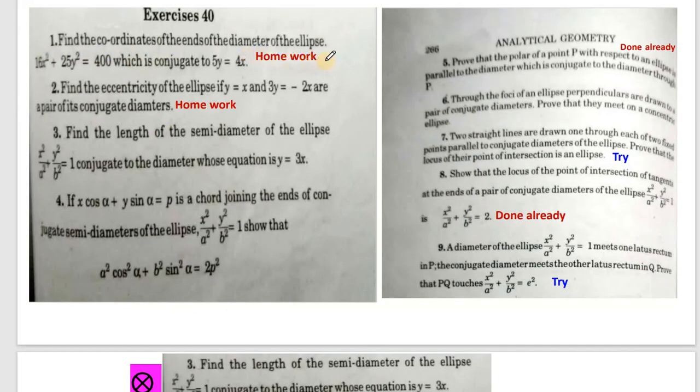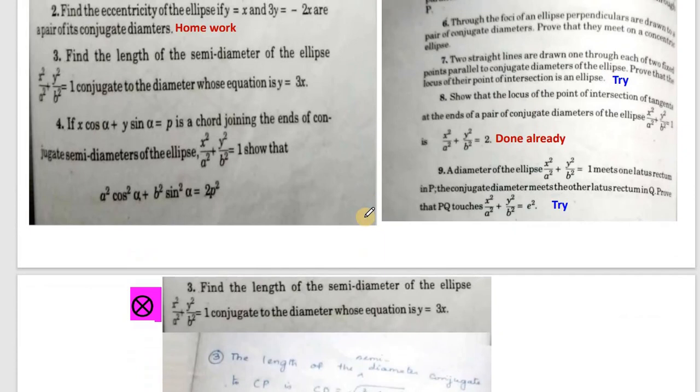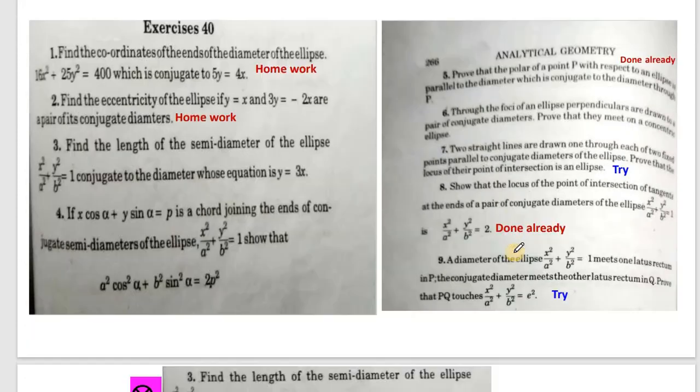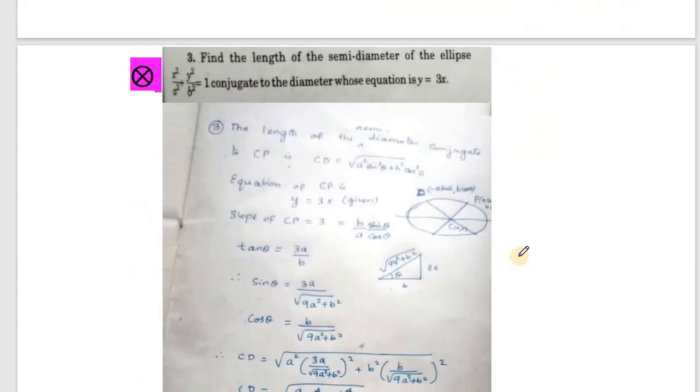Find the coordinates of the ends of the diameter of the ellipse which is conjugate to such types of problems. Already we have discussed, so that is not worked out. The third one we will do, fourth one, then sixth, and the last. So find the length of the semi-diameter of the ellipse conjugate to the diameter whose equation is given. Such type of problems can be asked in section A, sometimes, or section B.